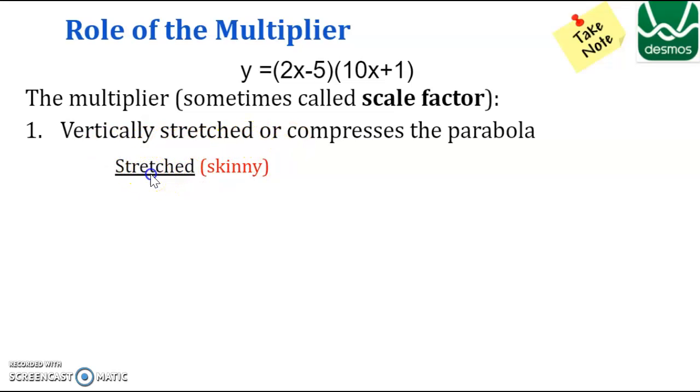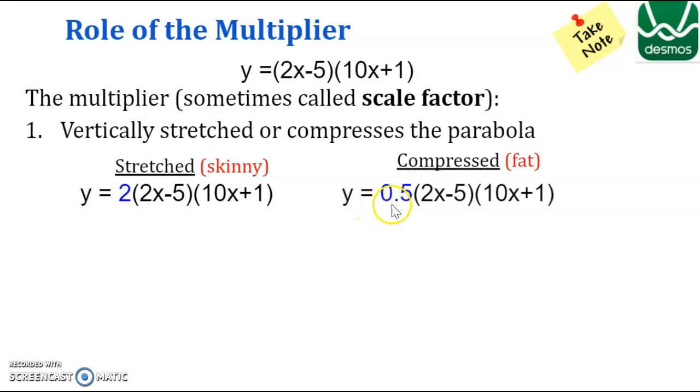So for example, if the multiplier is bigger than 1, then it stretches the parabola. It's almost as if you're pulling from the top and the bottom and pulling it apart, and therefore it forms a much skinnier parabola. However, if you multiply the same factored form, but the multiplier is 0.5, a number less than 1, that means you are going to compress it, or make a fatter, more opened up horizontally parabola.